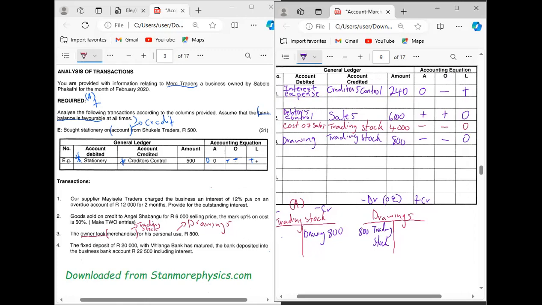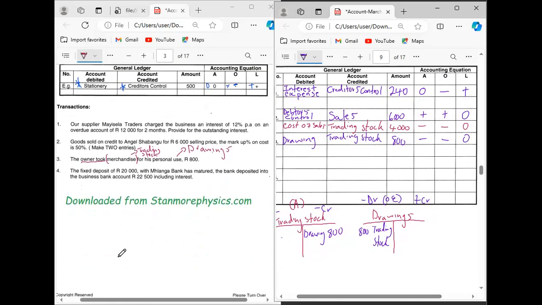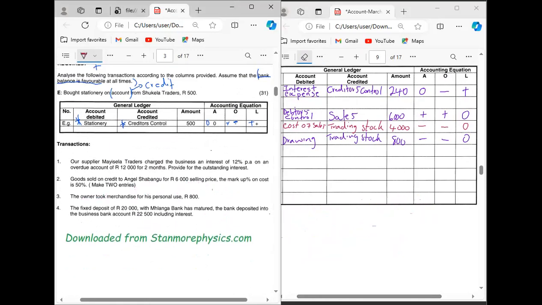Let's go to our 4th transaction, which is very interesting. The fixed deposit of 20,000 with Mahlangu Bank has matured. So guys, we have a fixed deposit. Keywords first: we have a fixed deposit of 20,000 with Mahlangu Bank that has matured.